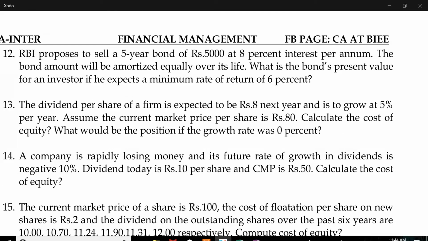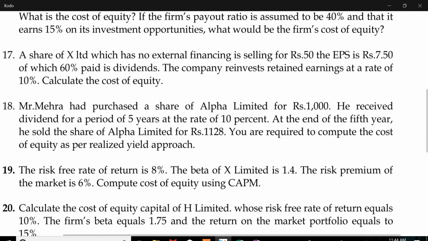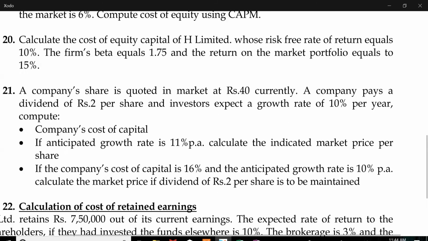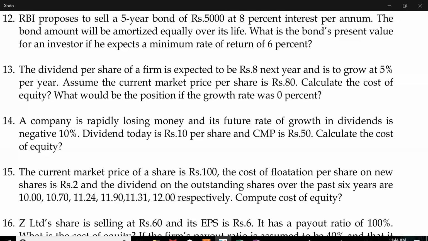Question number 13. The dividend per share of a firm is expected to be 8 next year and is to grow at 5%. Current market price 80. Cost of equity? What will be the position if the growth rate was 0%?